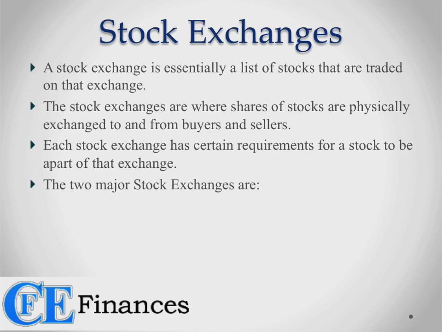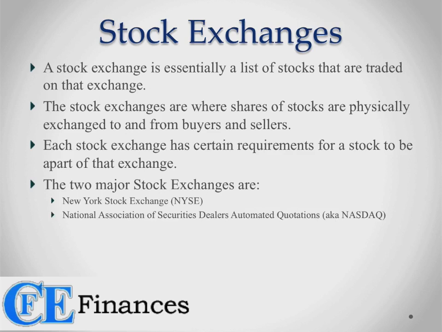Now, the two major stock exchanges are the New York Stock Exchange, usually delimited by NYSE, and the National Association of Securities Dealers Automated Quotations. Now that name is never used and is always known as AKA the NASDAQ. And as I talked before, there is the composite index of this exchange.